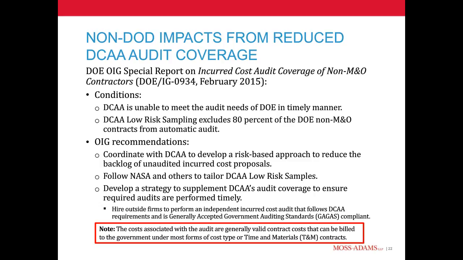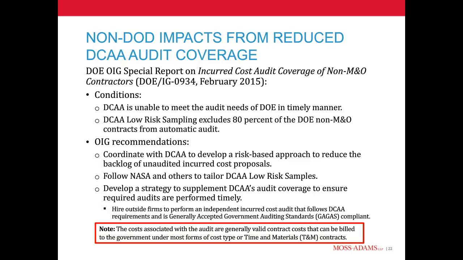They also developed a strategy to supplement where DCAA was not going to be auditing. Basically hire outside firms to perform an independent incurred cost audit that would follow DCAA requirements and was also GAGAS compliant, or compliant with the generally accepted government auditing standards. Now, the costs associated with these audits are generally a valid contract cost that a contractor could bill to the government under most cost type and time and material contracts, typically via the overhead pool.